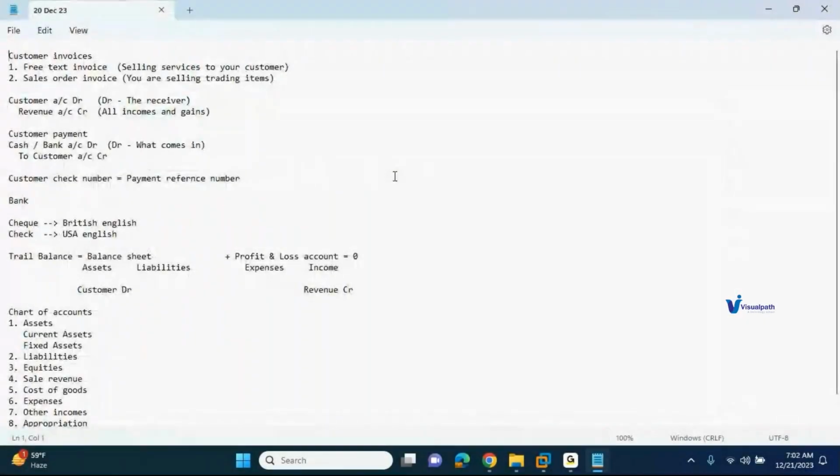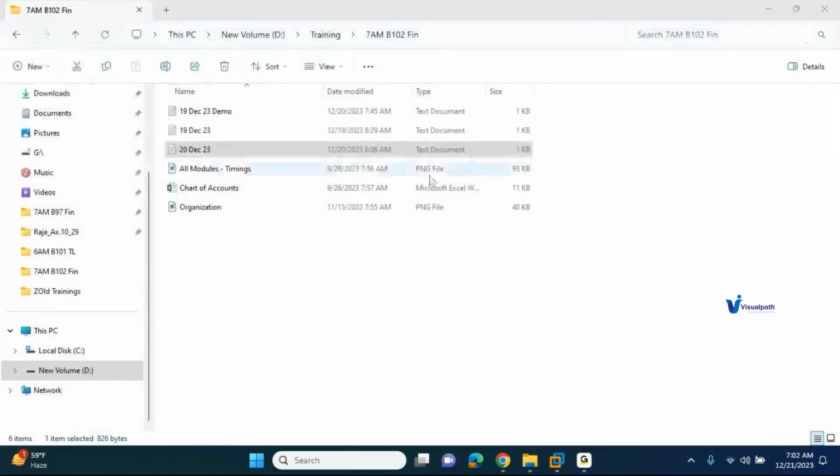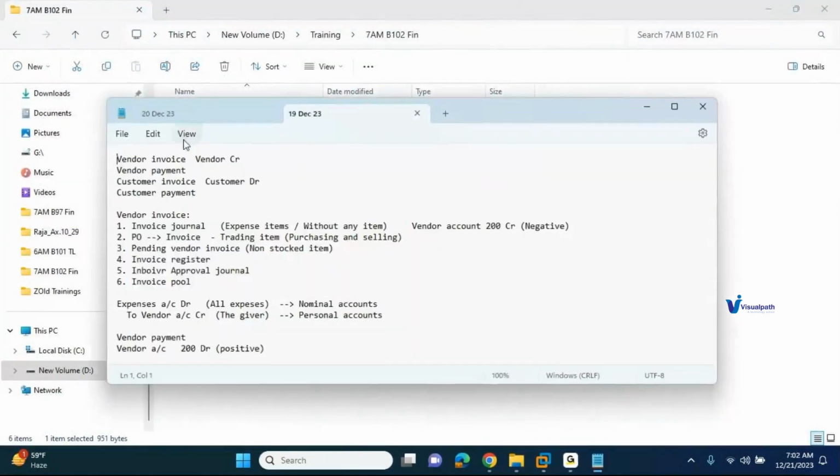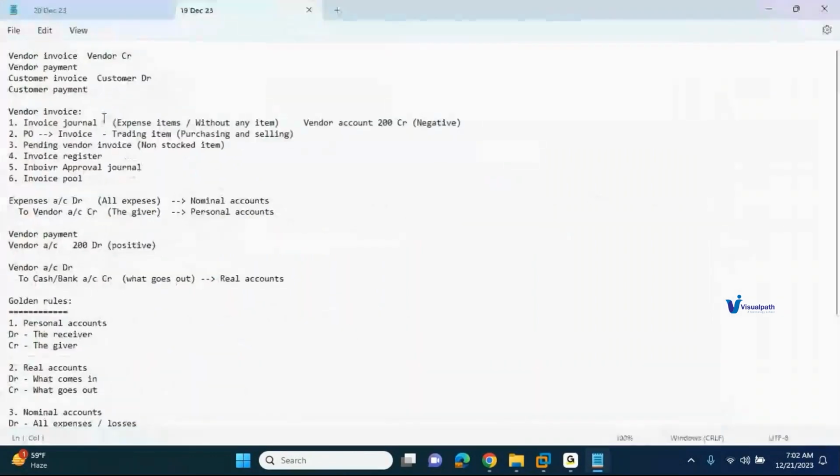So we understood vendor invoices. If you look at this one, a vendor invoice can be done in different ways. It can be done using invoice journal, purchase order to invoice, pending vendor invoice, invoice register, invoice approval journal, invoice pool. There are many ways we can do a vendor invoice.